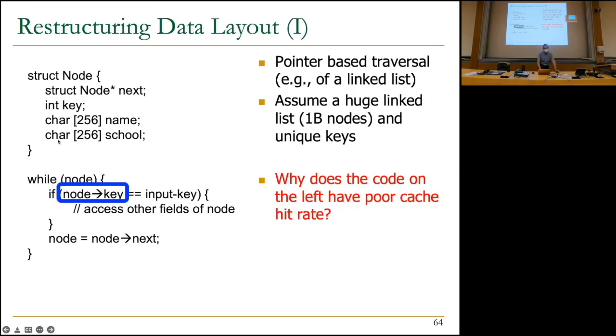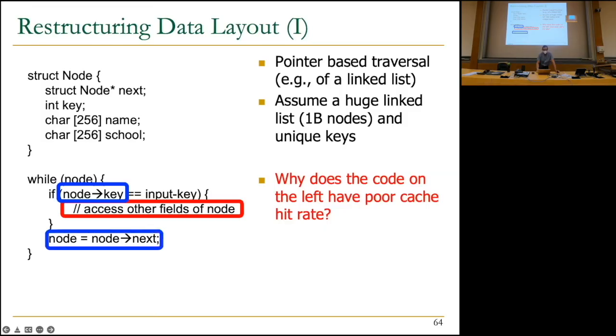Let's analyze it. So what's happening here? Basically, whenever we fetch a node, we look at the key. So that's accessed a lot. And then we access other fields of the node if the key matches. Probably that's not the common case, right? Because we're searching for one key and there are 1 billion entries in this. And then we go to the next node. So that's probably accessed a lot. So basically the key and next fields are frequently accessed, whereas the other fields are rarely accessed.